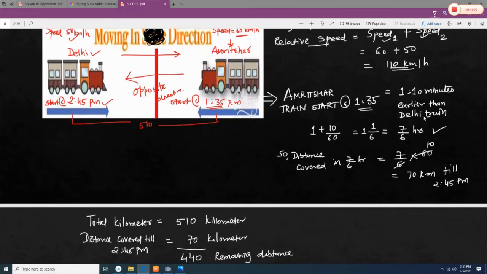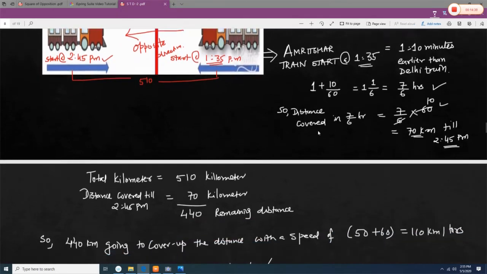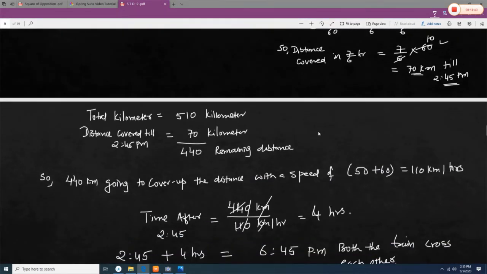So in 7 upon 6 hours with a speed of 60 kilometers per hour, the Amritsar train is covering 70 kilometers till 2:45. Now we know the total distance from Amritsar to Delhi is given as 510 kilometers, and already the Amritsar train has covered 70 kilometers. So the remaining kilometers that both trains are going to travel is 440 kilometers after 2:45 p.m.